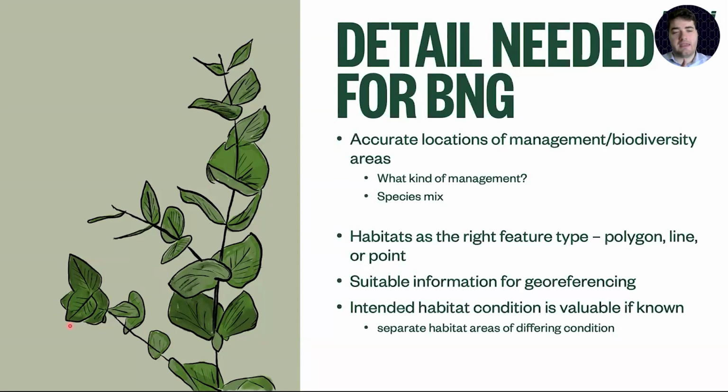And if you know anything about the intended habitat condition, that's really valuable to know about. So if someone's told you that this is going to be a grassland in this condition or a woodland in that condition, that's great to put in the layer name too. And amazing would be separating out different habitats as different polygons, even if they're adjacent, if they're expected to have different condition, because all of that's brilliant, super helpful, and makes things super quick.